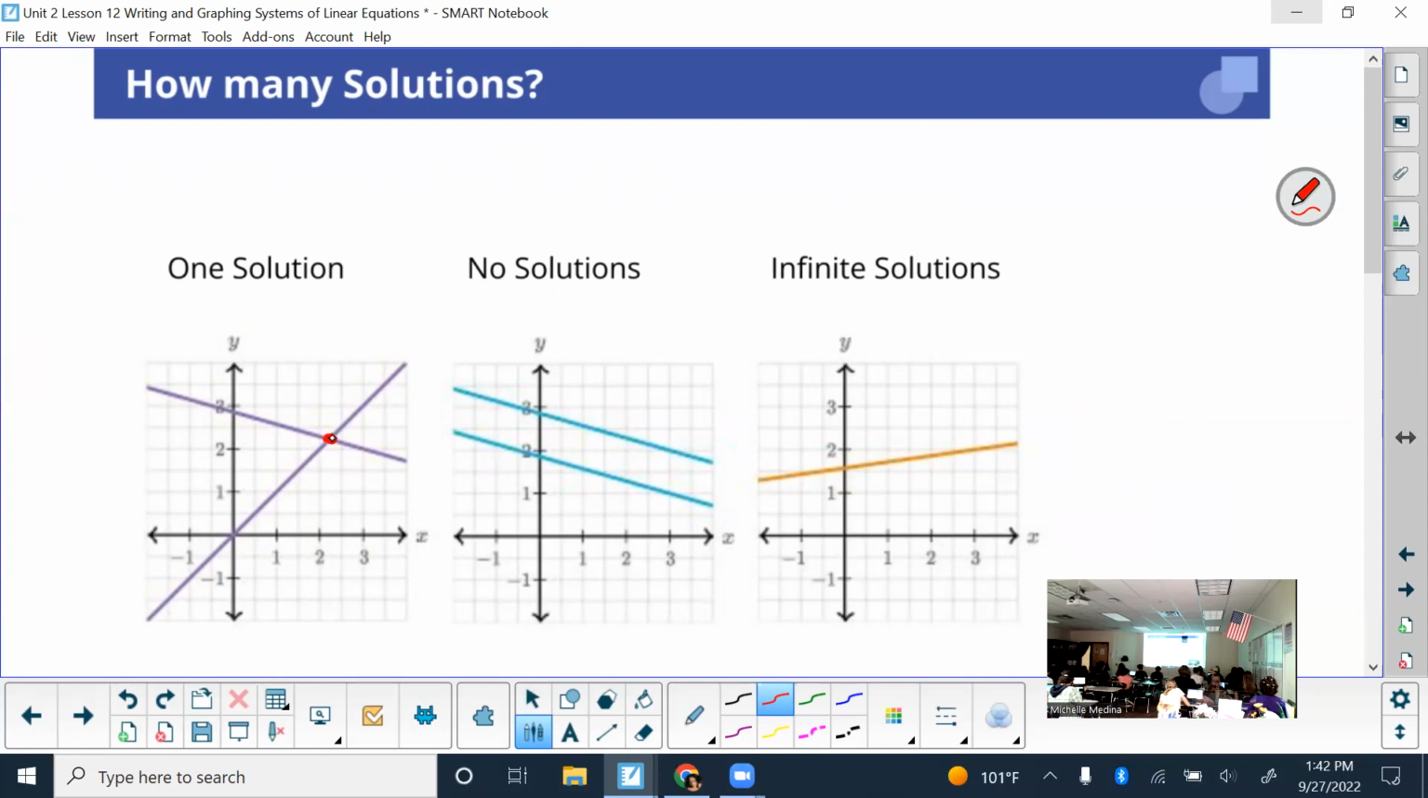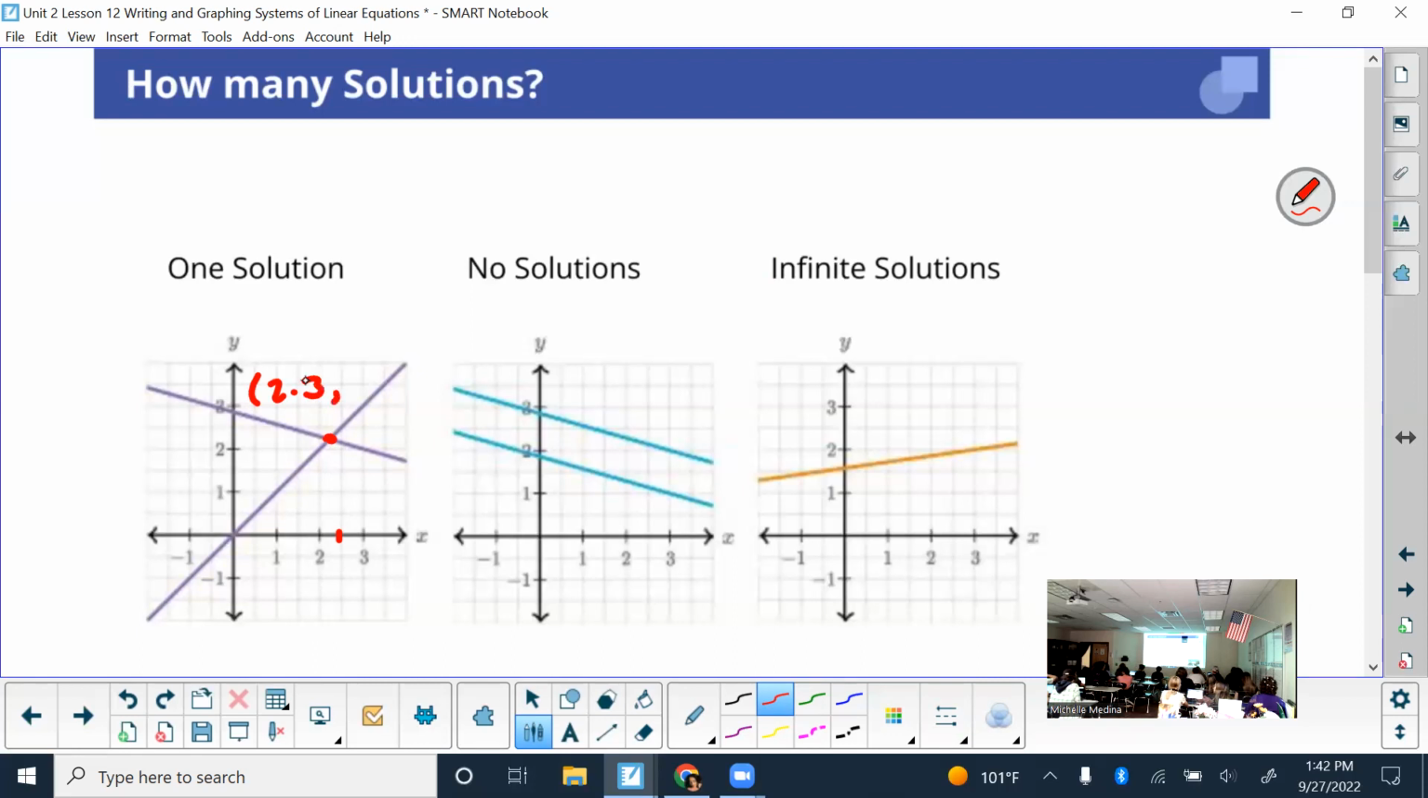Now, a lot of the times after this lesson, I'll say, what's the solution to this system? And they'll just say there's one solution. If it says what is the solution, you actually have to tell me what the coordinate is. So what is the coordinate? Where is the coordinate at? About 2.5. No, are you sure? Look at how this is labeled. Like 2/3. 2 point what?